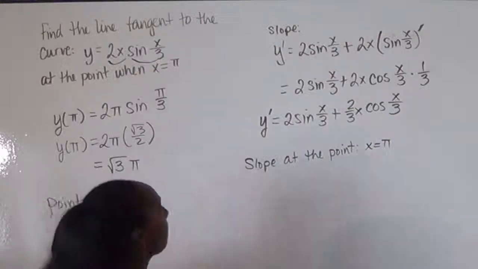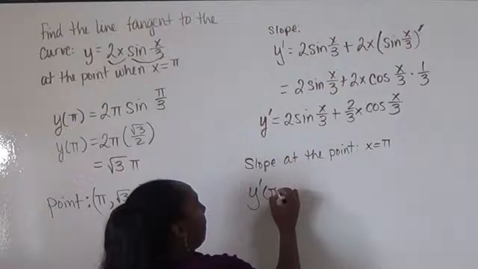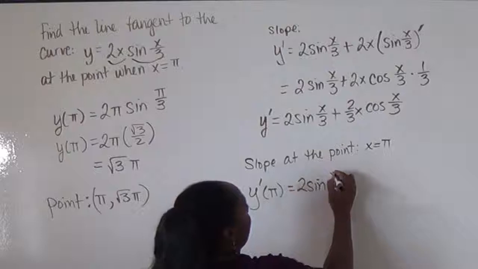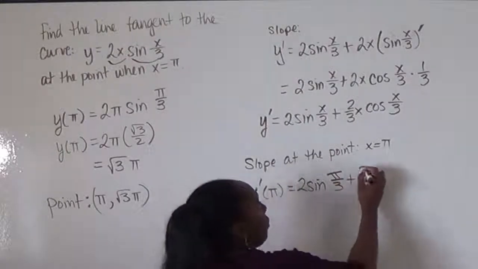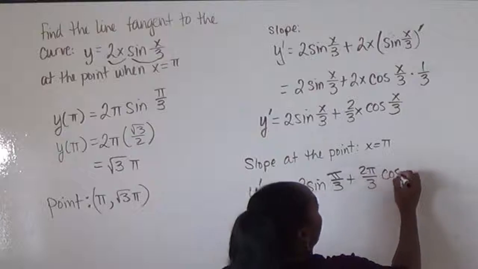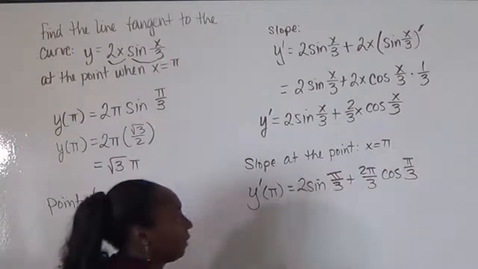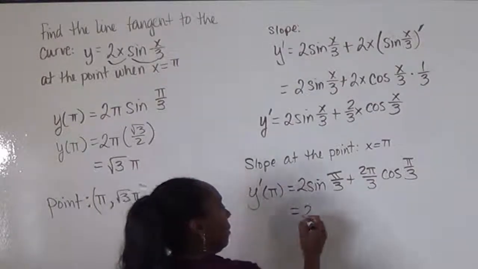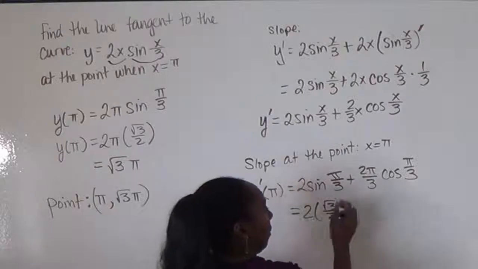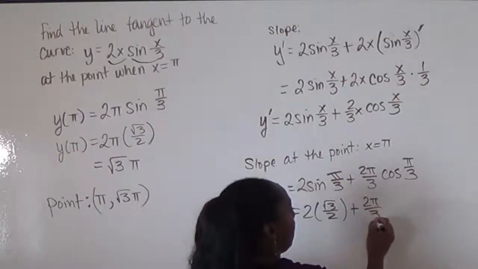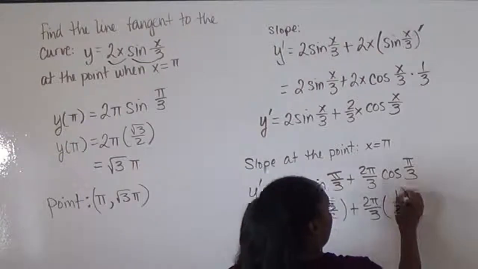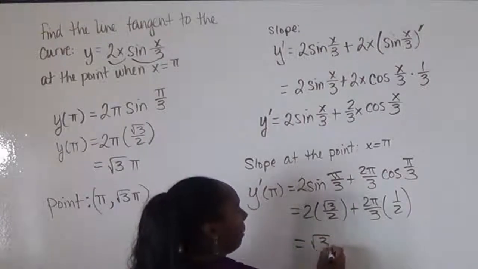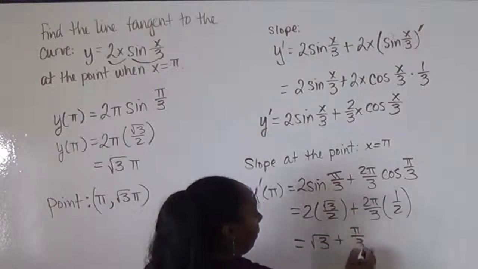when x is pi. So y prime of pi is going to look like 2 sine of pi over 3 plus 2 pi over 3 cosine pi over 3. Okay? As we said before, sine of pi over 3 we know is root 3 over 2. Which makes cosine of pi over 3 a half. And simplifying there, we're going to get a root 3 plus pi over 3.